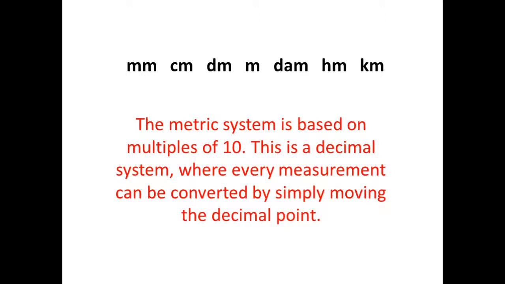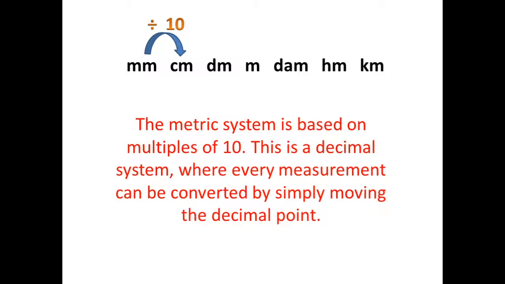So if I want to change any one of these to another one of these, like centimeters to decameters, or hectometers to meters, or millimeters to hectometers, all I have to do is either divide by 10, 100, 1,000, or 10,000, or multiply by 10, 100, or 1,000, or so on. And all I do is move the decimal point. Dividing, I'm going to go left, and multiplying, I'm going to go right.